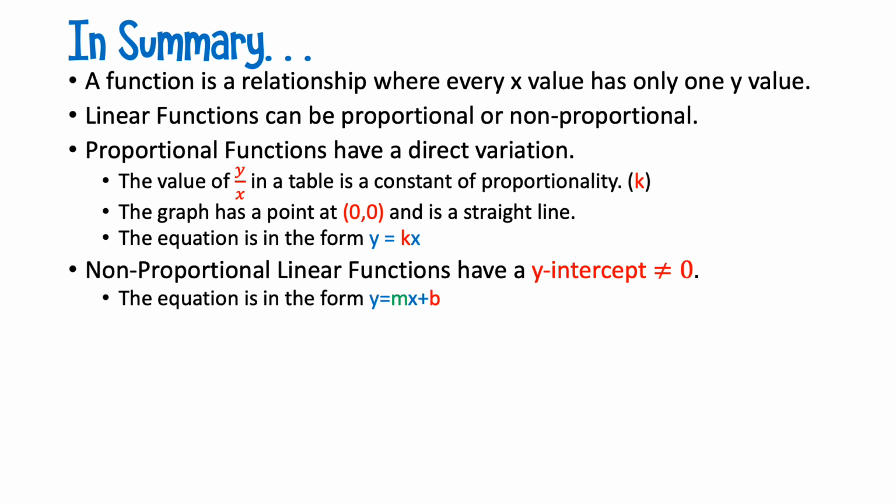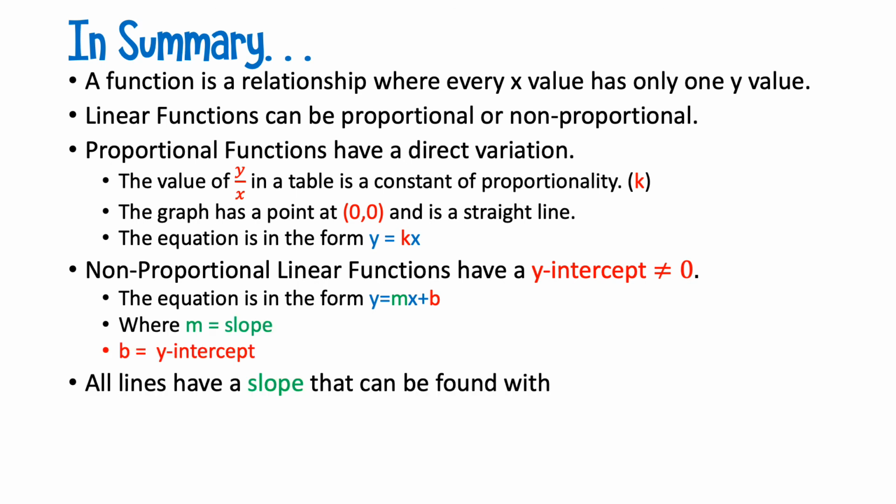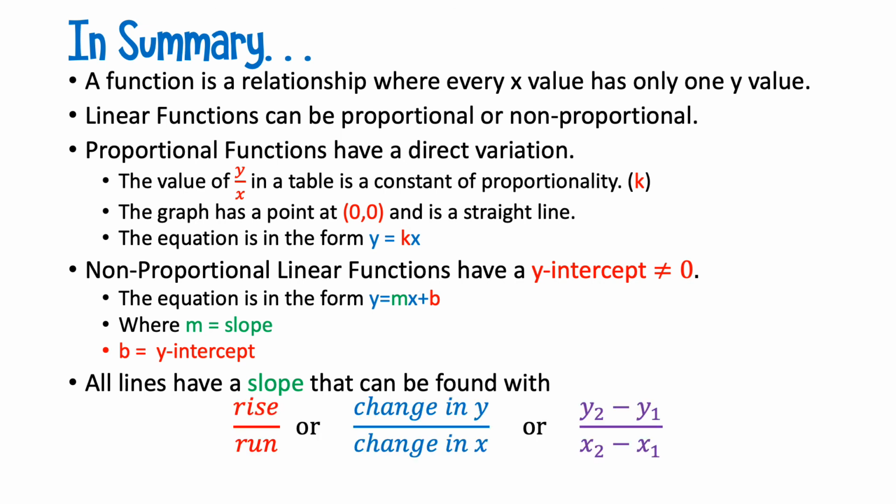The equation is in the form y equals mx plus b, where m is the slope and b is the y-intercept. All lines have a slope that can be found with the rise over the run, or the change in y over the change in x, or from 2 points we can use y2 minus y1 over x2 minus x1.